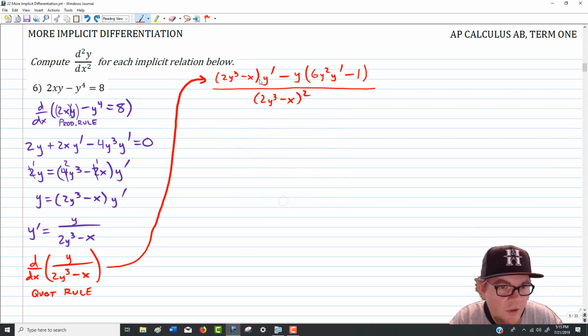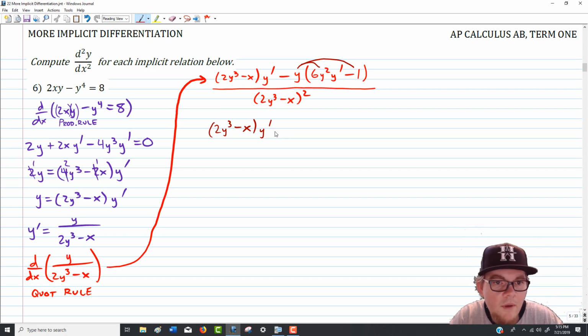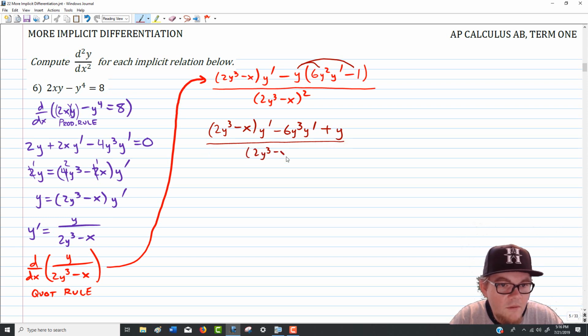So let's see, doing a little bit darker red. I'm going to distribute this into both pieces. I'm also going to distribute the y into both pieces, just trying to see if we can clean anything up. We'll have 2y cubed minus x. Actually, I'm not going to distribute the 1 on the left. I'm just going to leave it there for a second. I'm hoping that'll help us out. So we'll have 2y cubed minus x, y prime, minus 6y cubed y prime. Might work. Minus a negative y.